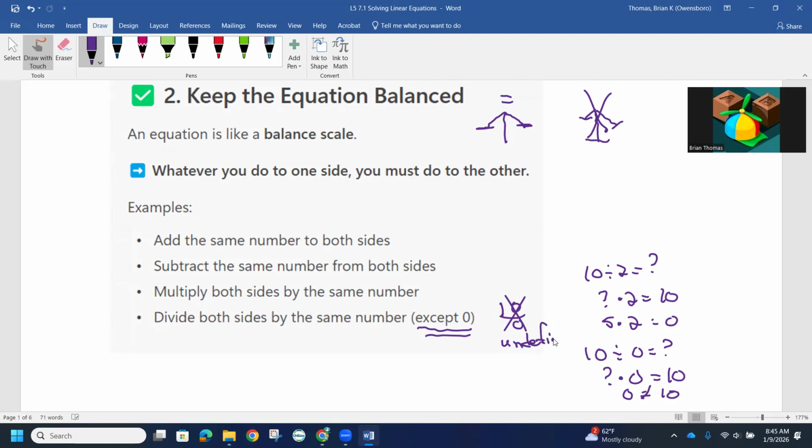So we cannot have 0 in the denominator because we can't figure out how many zeros get into 10. So we have to pick up on that as well.